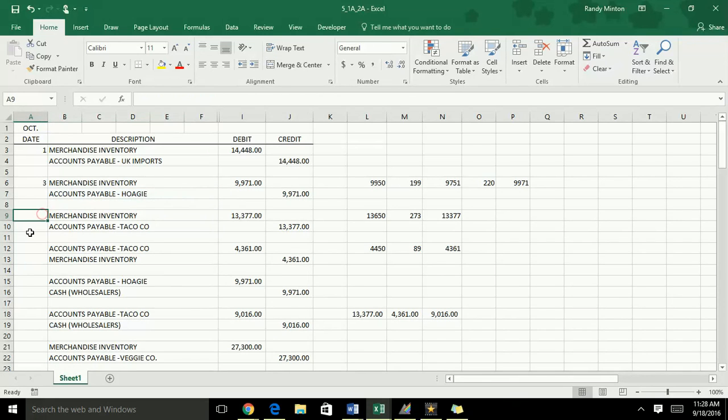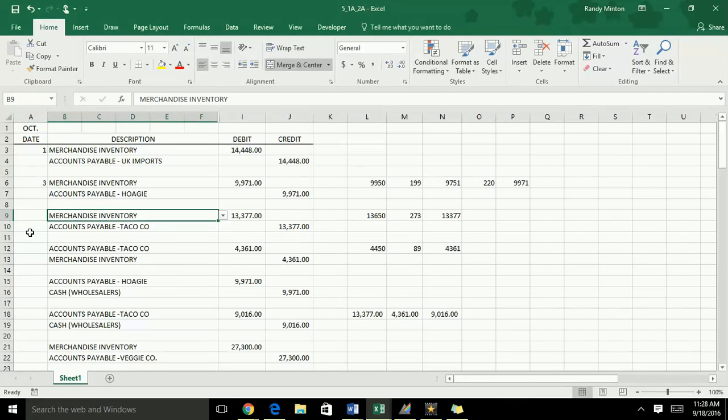Okay, on the 4th, purchase merchandise from Taco Company, $13,650, terms FOB destination, means they're paying the freight. 2/10, net 30. We don't have a breakout of the freight, however, so we would consider it just as part of the inventory.